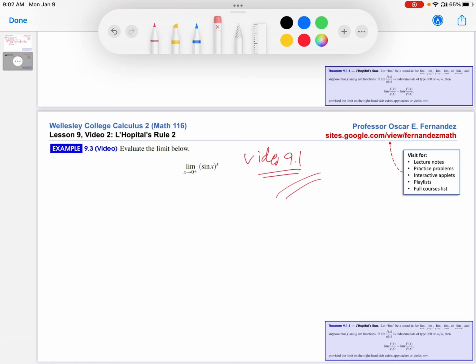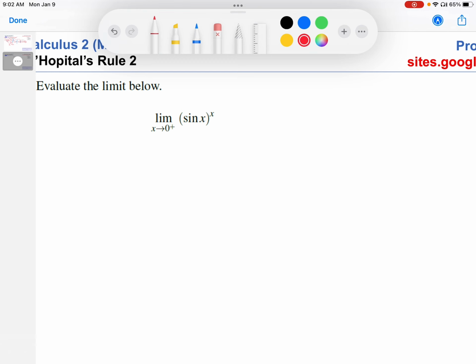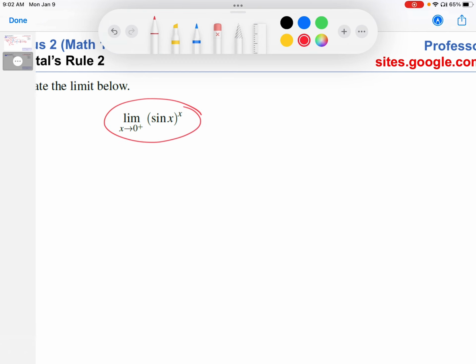So let me now pivot to talking about the example for this video. Let's zoom in here and evaluate this limit. One of the things I'm going to do in this video is show you how to extend L'Hopital's rule to be applicable to other types of indeterminate forms, not just 0 over 0 and infinity over infinity.